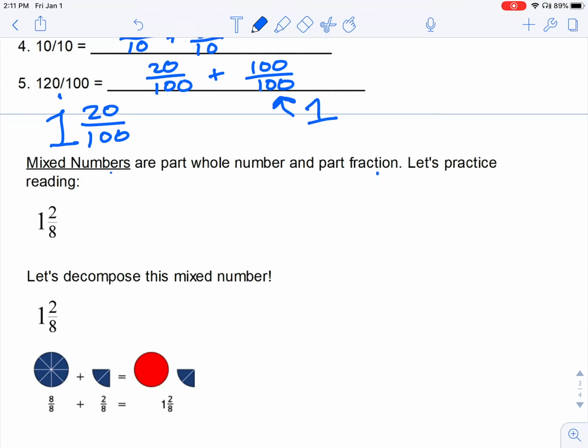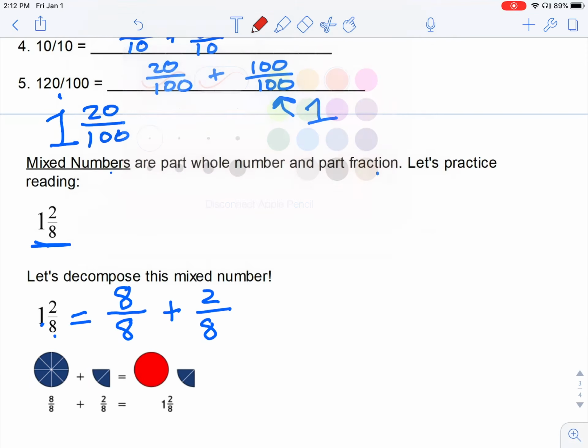So just to practice reading, you say an and between the whole number and the fraction. So I'd read this 1 and 2/8. You practice that. 1 and 2/8. Now let's decompose this mixed number. The first step is we have to think, okay, our whole number, even though it's 1, if we want to give it a denominator of eighths, because that's what we're working at, 1 whole is the same as 8/8, right? And then we just had 2 more eighths, so we could decompose it like that.